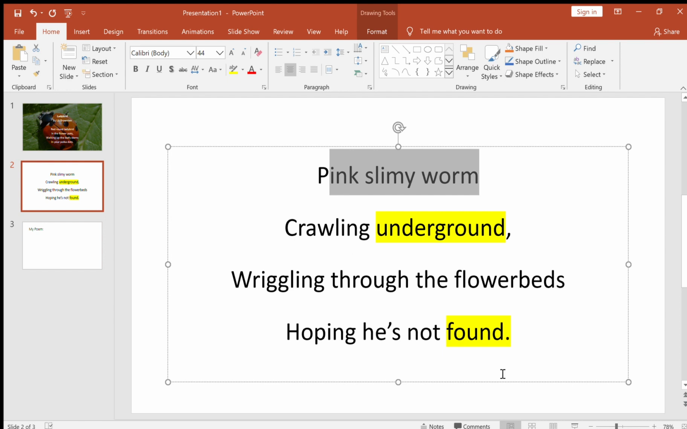Have a think, see if you can write a poem today, a rhyming poem about a mini beast. If you'd like to do more than one mini beast in your poem, then you can do that as well. Okay, good luck, and let me know how you get on.